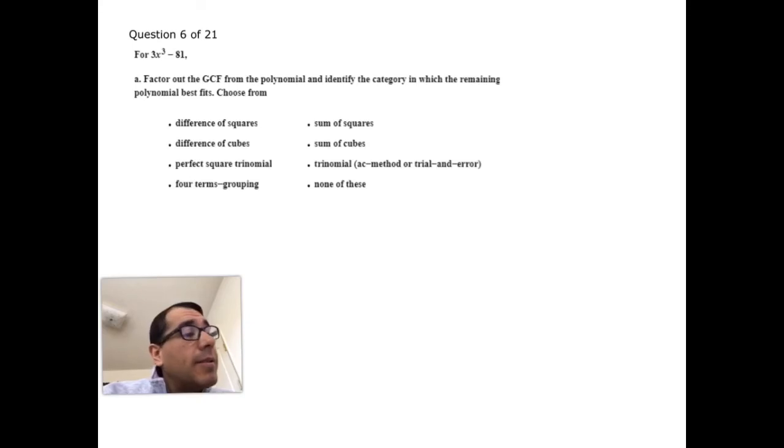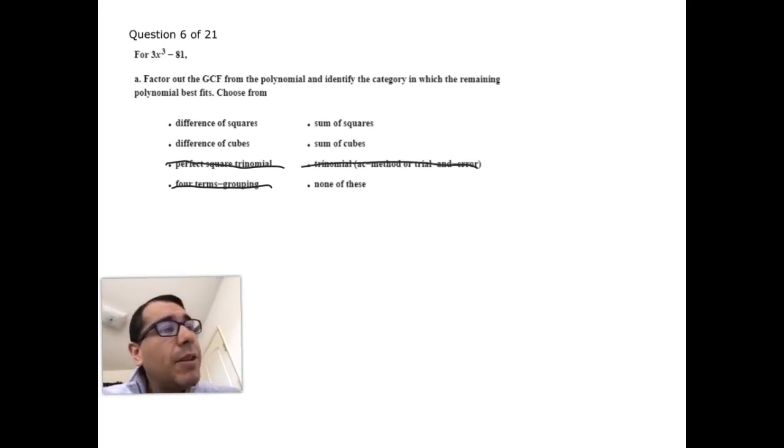All right, let's look at this problem. Again, notice 2 terms. So let's do some eliminating. We know it's not a trinomial. We know it's not 4 terms. And notice that sign in the middle is a subtraction. So we know we're not dealing with any type of sum. So now we have a choice, difference of squares or difference of cubes.